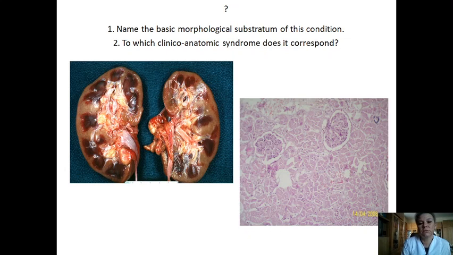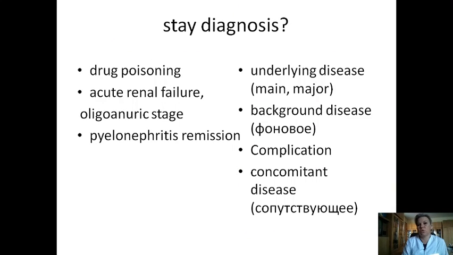In those pictures, you can see in the left side anatomical gross section of kidneys, in the right side histological examination. Name the basic morphological substratum of this condition. To which clinical anatomical syndrome does it correspond? And state the correct diagnosis.